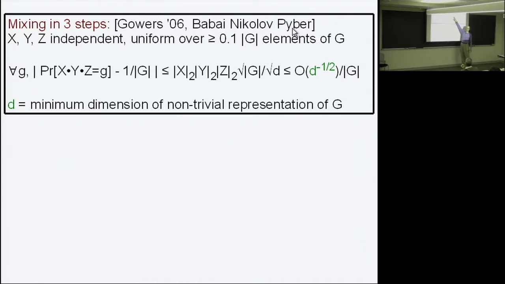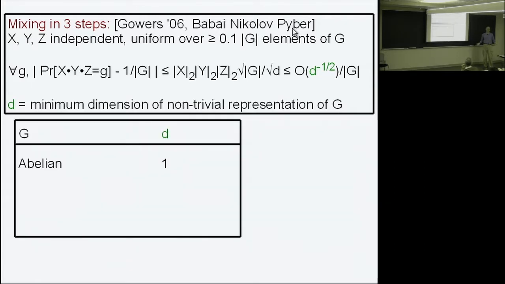In this case of high entropy, let's just look at this bound here. The bound is going to be d to the minus half, divided by the size of the group G, where d is a notion from representation theory: the minimum dimension of a non-trivial representation of the group. Just to remind you, our error here is really d to the minus half. The bound we're looking at is epsilon over the size of the group, and here epsilon is exactly this d to the minus half. So it's important what d is for us. Let's look at what d is.